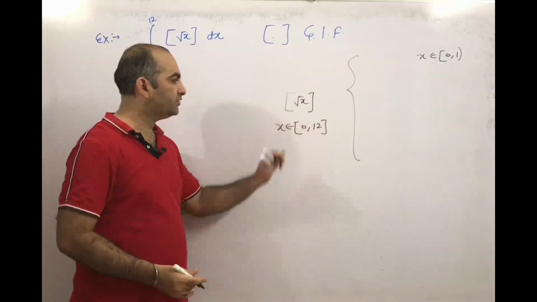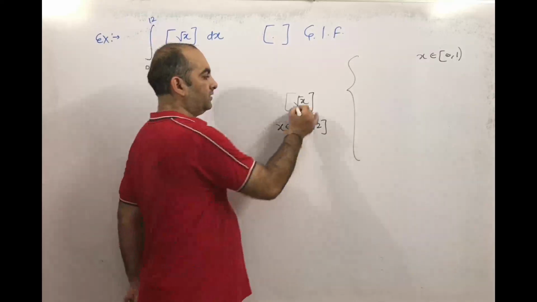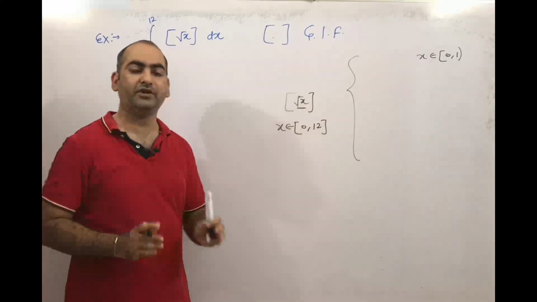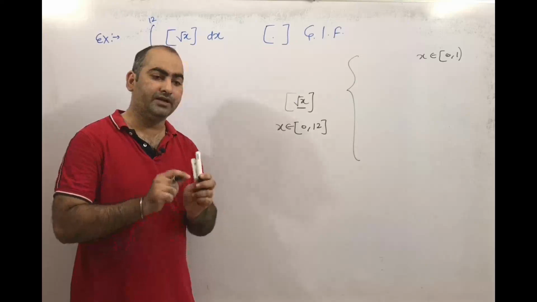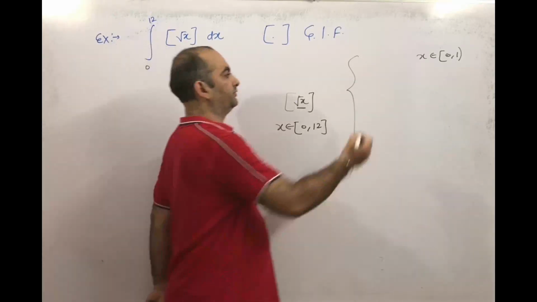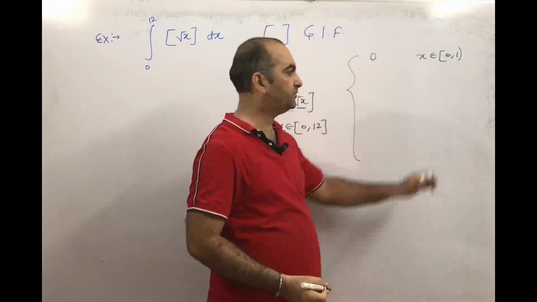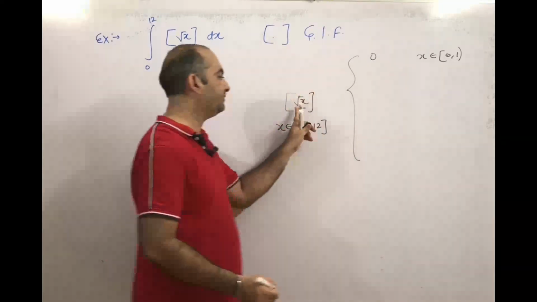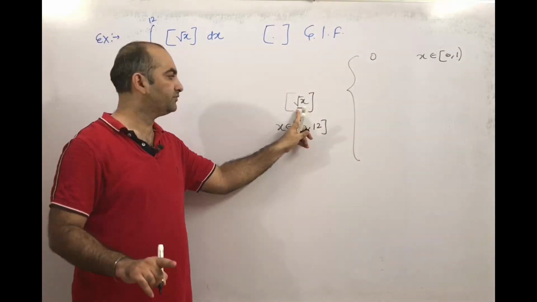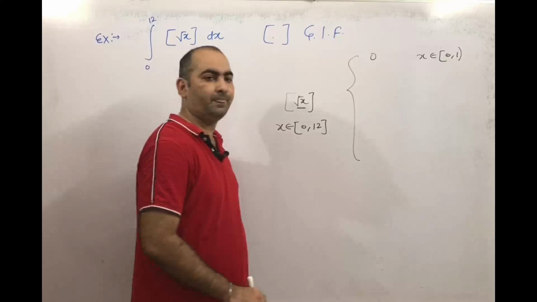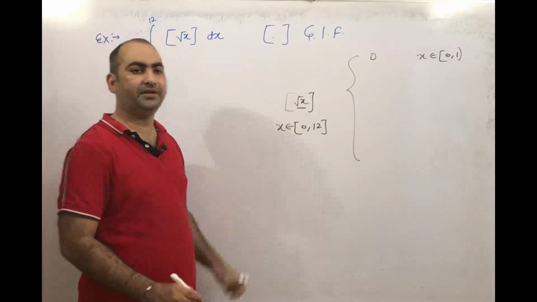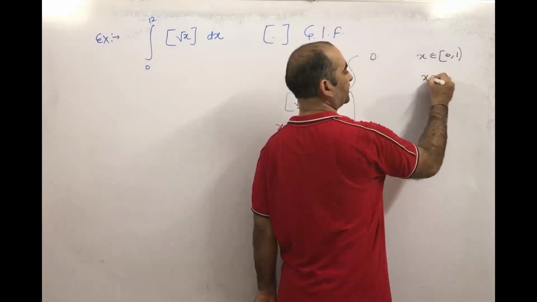So if x is from 0 to 1, the quantity inside lies from 0 to 1, and the greatest integer of something between 0 and 1 is 0. Now at 1 it will become an integer, so the next interval starts at x equal to 1.